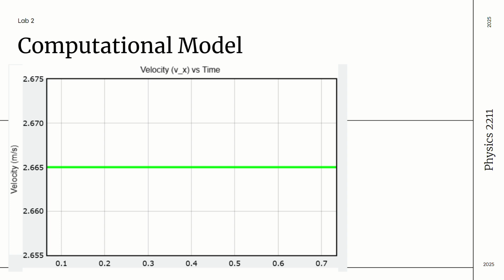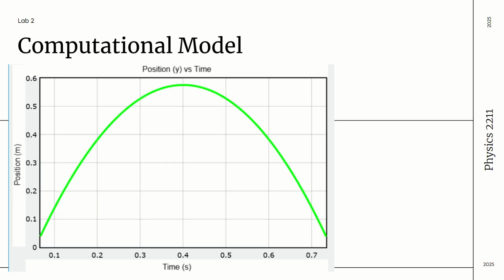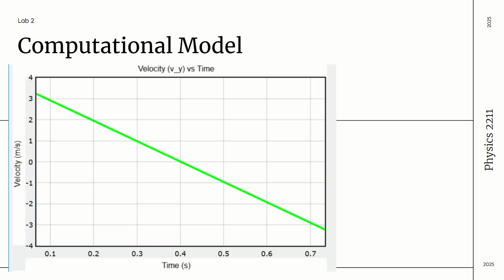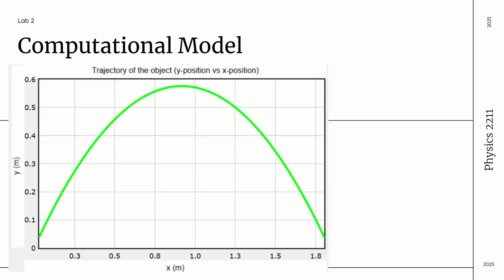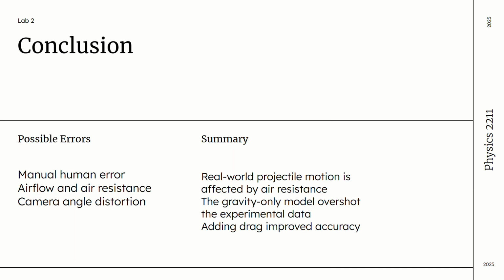This is the velocity, which also makes sense because it should remain constant. This is the position y versus time, which makes sense with the actual data that we found. Velocity of y versus time also makes sense because it slows down as it falls. And then this is also the same trajectory position.